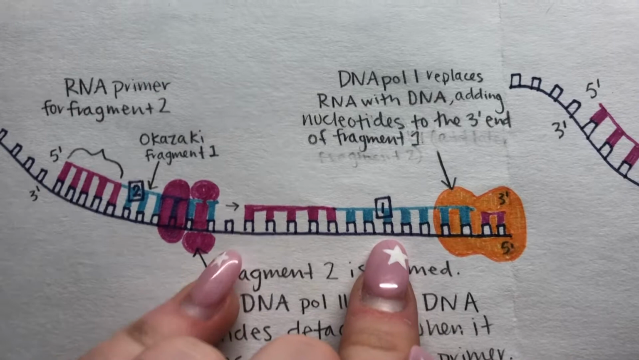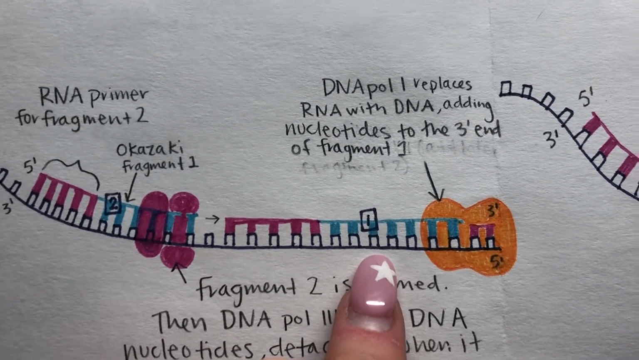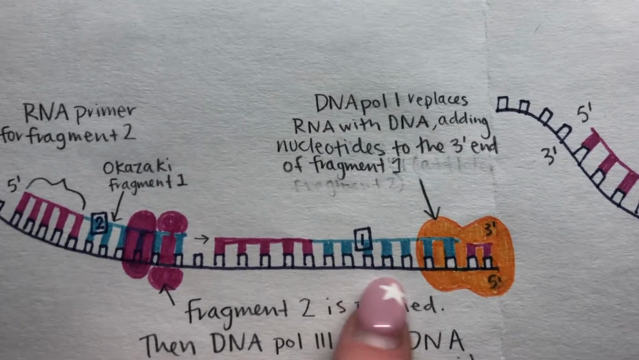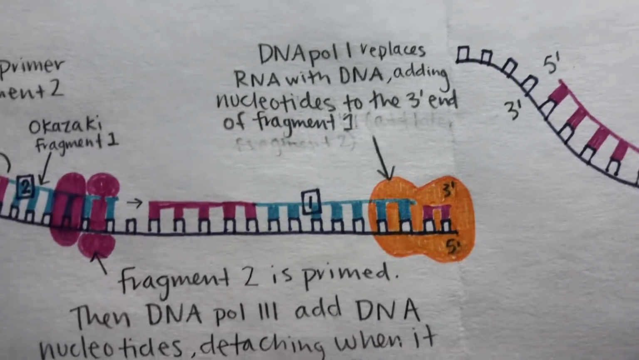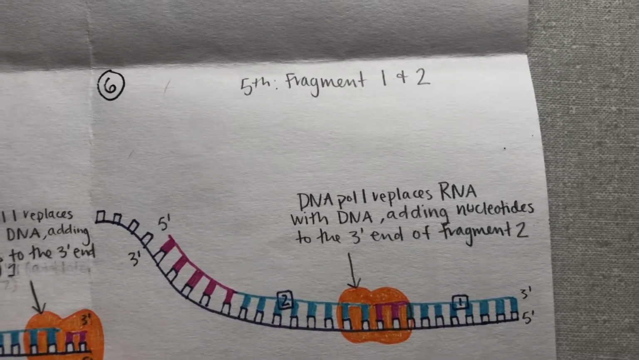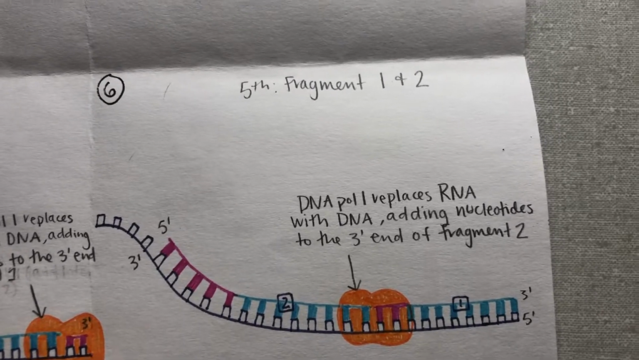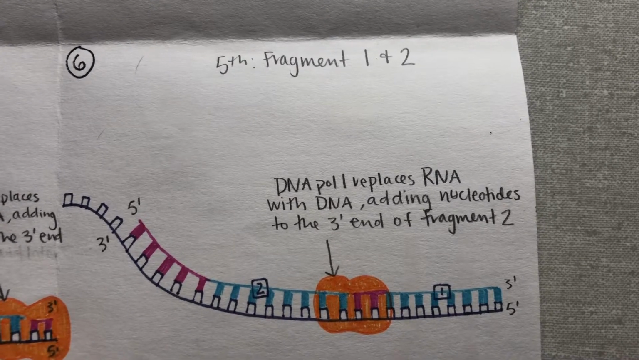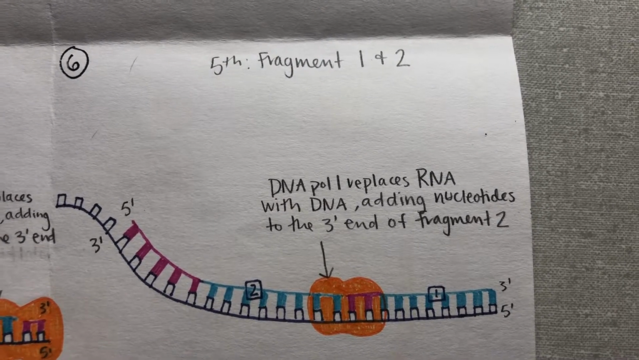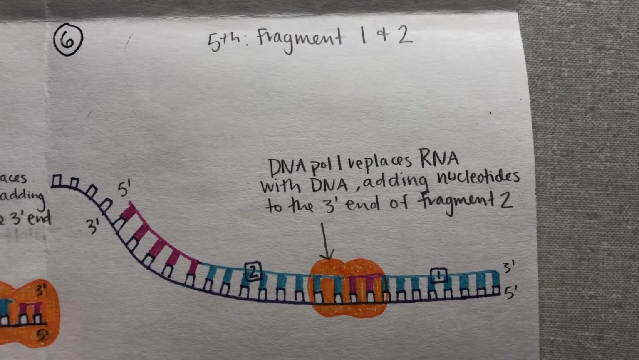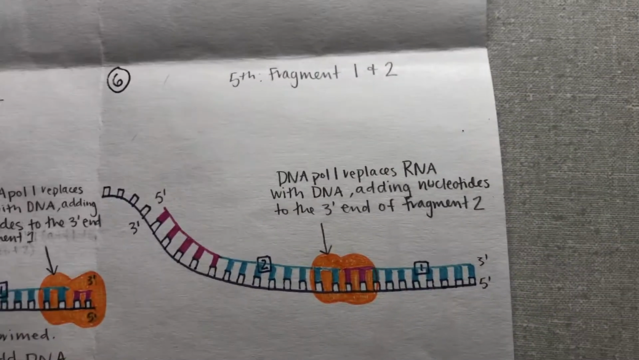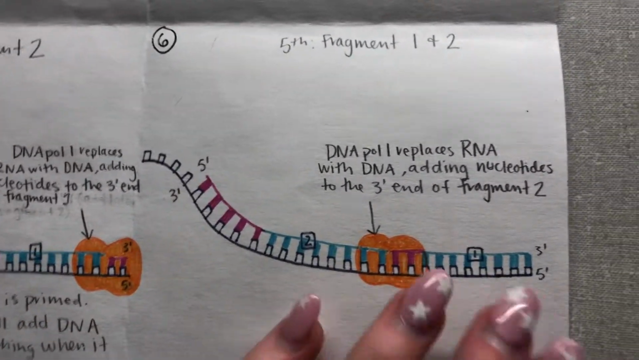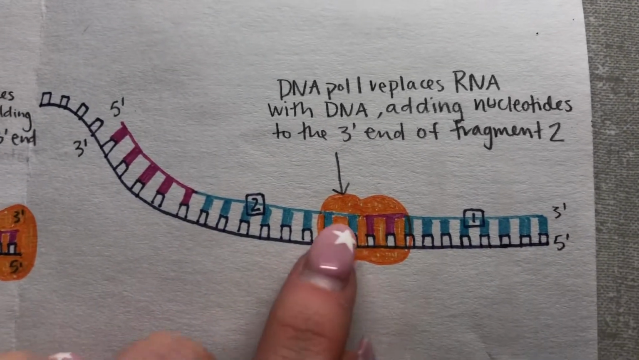Over here on the first fragment, the DNA Pol 1 replaces RNA with DNA, adding nucleotides to the 3' end of fragment 1, as you can see there. So the fifth step of the lagging strand is about fragment 1 and 2. Okay, so the DNA Pol 1 replaces RNA with DNA, adding the nucleotides to the 3' end of fragment 2. So this is kind of just more visual, so you can see what's actually going on here. And see, there's a little space right there.